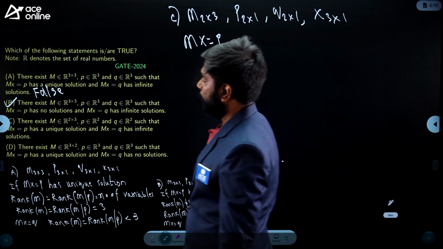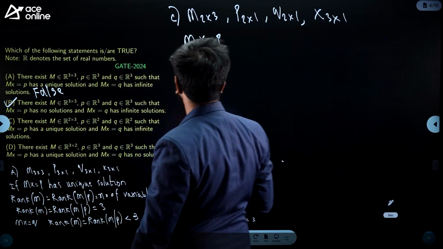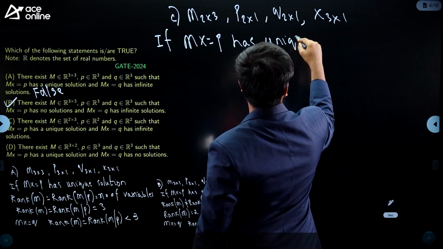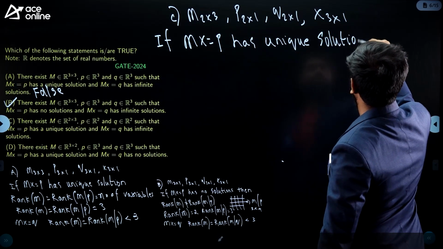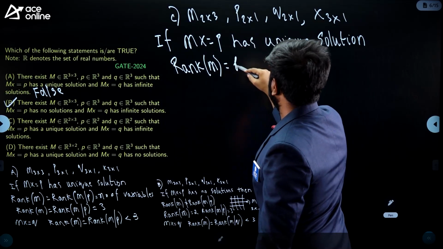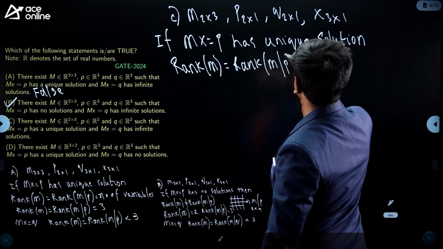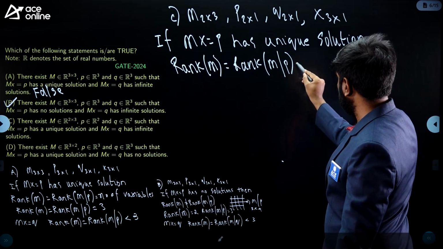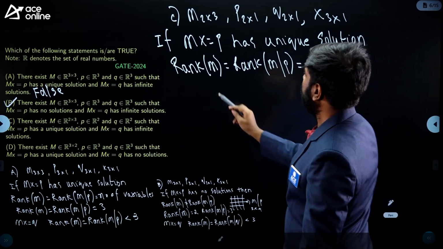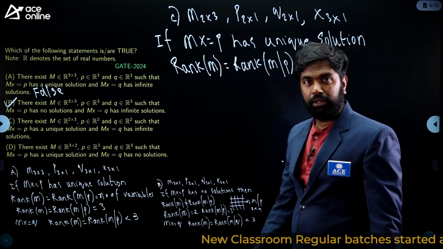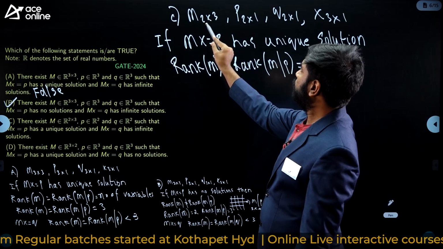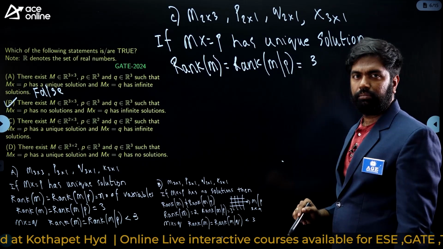Fine. He says in option C that Mx equal to P has a unique solution. Okay. So if Mx equal to P has a unique solution, let's see what happens. So when do you have a unique solution? When it satisfies this: rank of M equal to rank of MP, and it should be equal to the number of variables. How many variables are there? So this should satisfy. First of all, what is M? M is a 2 cross 3 matrix. So option C can easily be eliminated without further simplification, because the rank of a 2 cross 3 matrix will never be equal to 3.